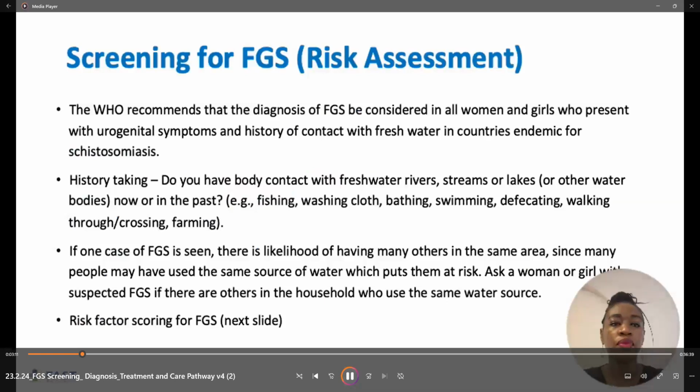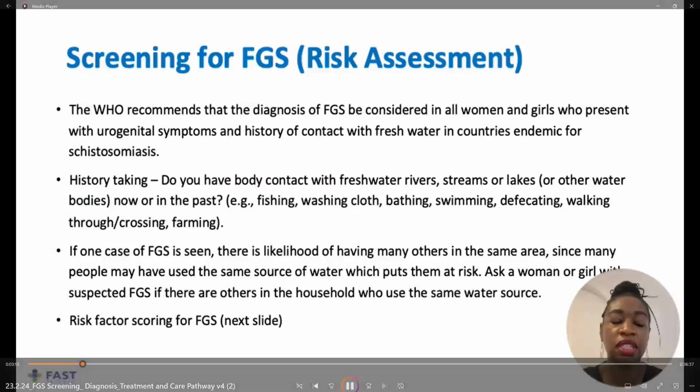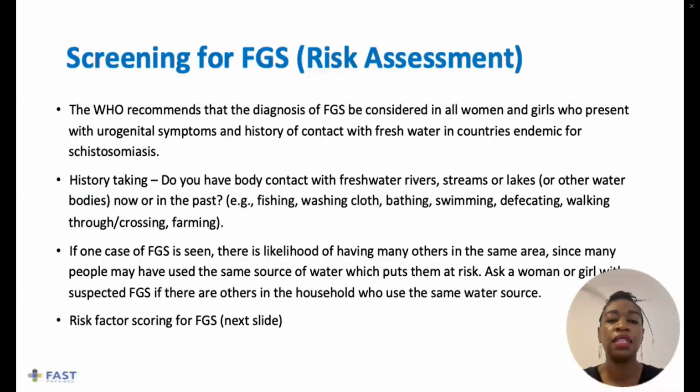So what is this risk assessment criteria that we use? The WHO recommends that the diagnosis of FGS can be considered in all women and girls who present with urogenital symptoms and a history of contact with fresh water in countries that are endemic for schistosomiasis. So how do you get this history of contact with a water body? You have to do a good clinical history taking, as well as the exam.